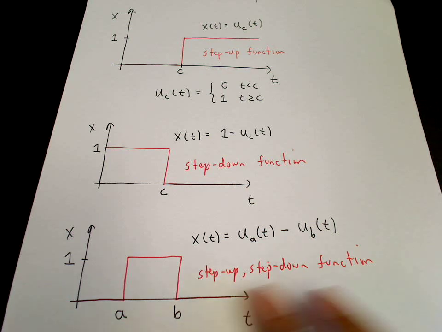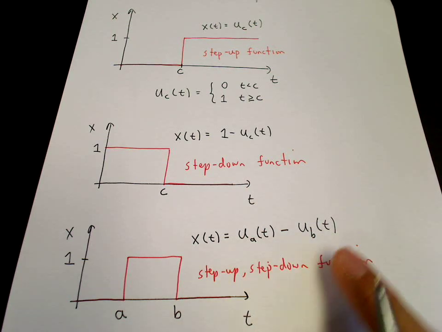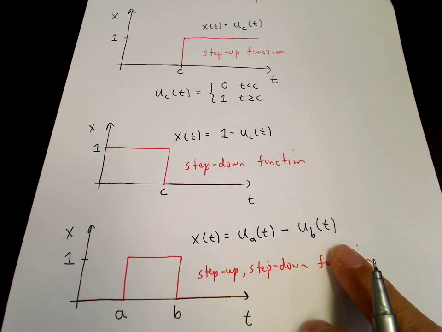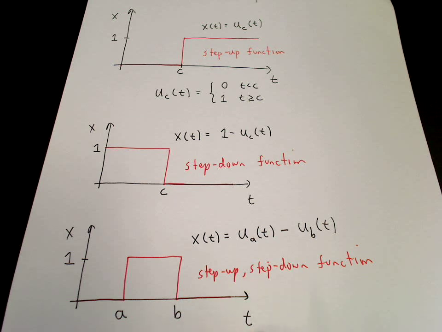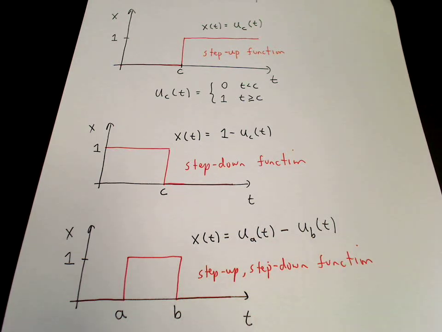If t is less than a, we get 0 minus 0, which is 0. If t is between a and b, we get 1 minus 0, which is 1. And if t is greater than b, we get 1 minus 1, which is 0.